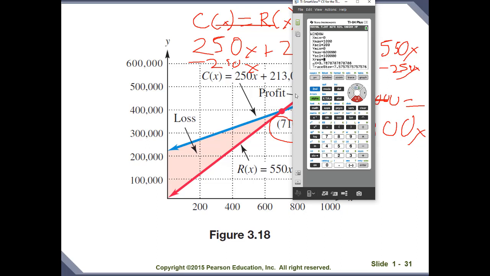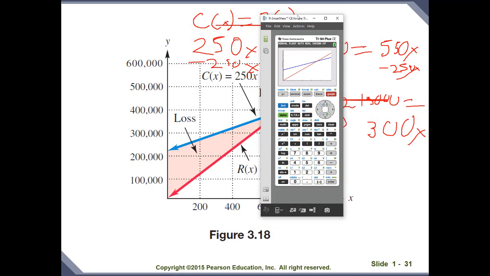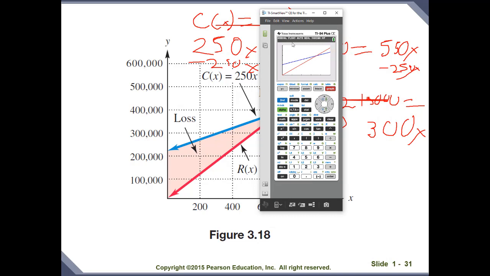When you use window on your calculator, if you are familiar with these other ones, you can certainly use these if you want. I wouldn't worry about it though. Just set these functions. Now when I hit graph, hopefully I have something that looks a little bit better. There we go. So the point where these two cross is my intersection. That's my break-even point. That's what we found using algebra over here. We're going to find it on the calculator.